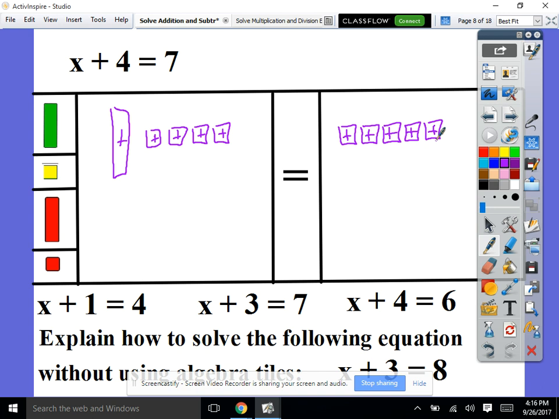And this says 1, 2, 3, 4, 5, 6. So x plus 4 equals 6. Let's get rid of the 4. And if I get rid of 4 on that side, I have to get rid of 4 on this side. So x equals 2.